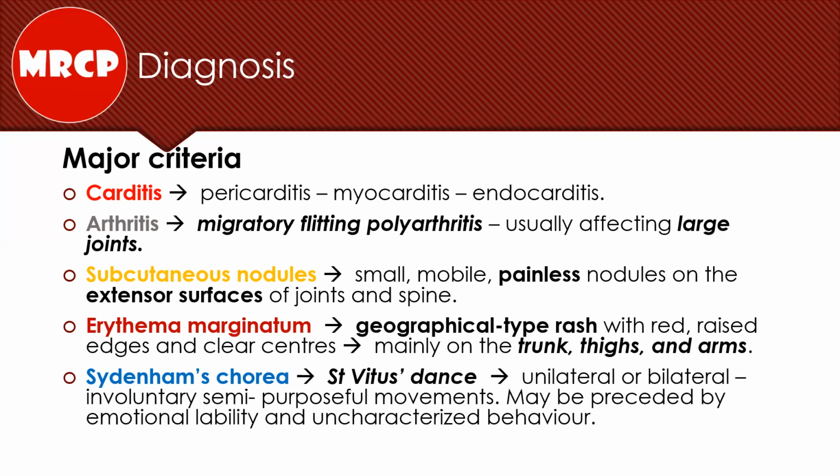Arthritis is very characteristic here in patients with rheumatic fever. It's not just arthritis, but it has special criteria. First of all, it's a migratory fleeting polyarthritis. It affects different joints at different times, so it's migratory. It can migrate from one joint to another, and it's polyarthritis. I mean, more than one joint is affected, and usually large joints are affected in patients with rheumatic fever.